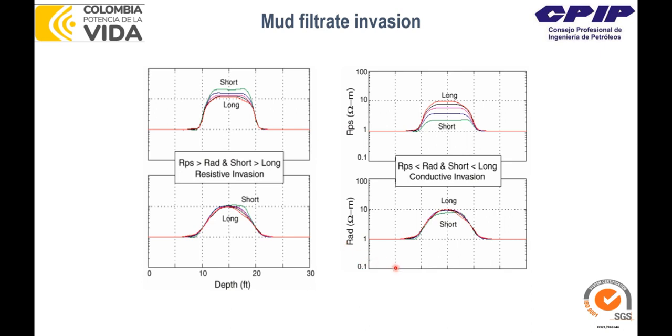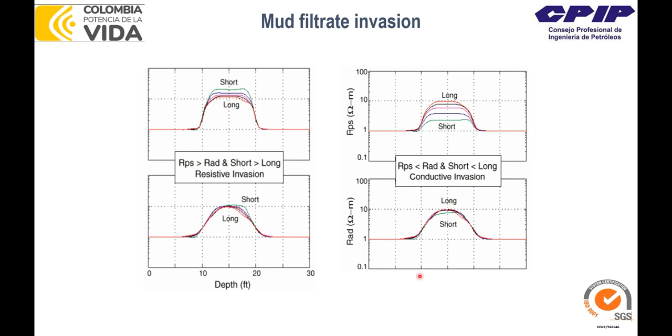Okay, so let's see how it looks on the logs. With the mud filtrate invasion, if we have a resistive invasion, the resistivity of the phase shift curves will always read higher than the resistivity of the attenuation curves. And the resistivity of the short curves will read more than the curves with the long spacing. So you can see it here. Okay, that's the resistive invasion. So the short curve reads more resistivity, which makes perfect sense, okay? Because of the highly resistive mud inside the formation, as you go deeper, there is less resistive mud, so less effect of it. So you see it later. You almost don't see it.